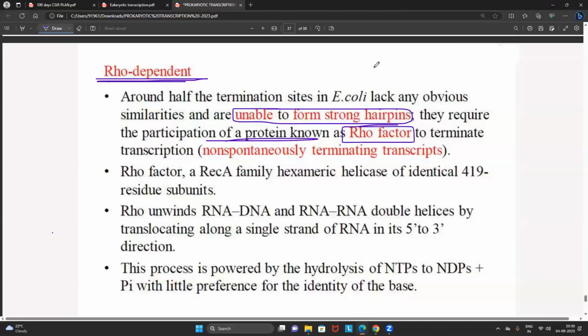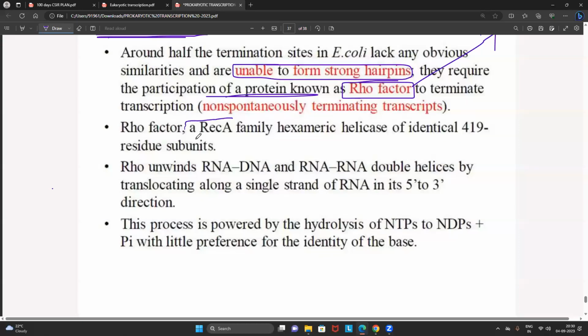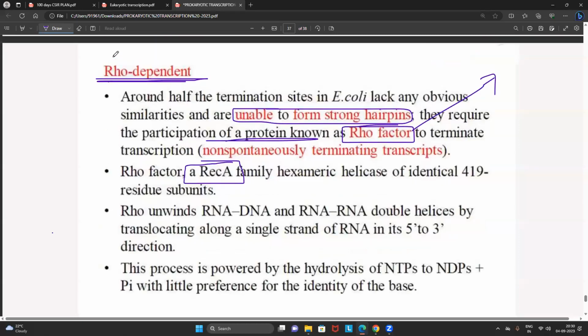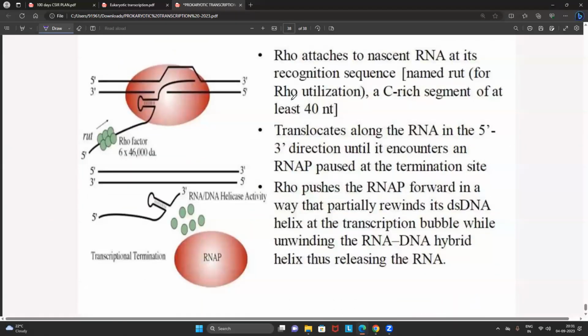And friends, a very important question for the exam. The Rho protein belongs to which family? This is an important question. The Rho protein belongs to a family called the Rec-A family. Friends, please don't get confused with that. So what was that? Rho protein is a Rec-A family hexameric helicase having 6 subunits. Now you only look into this. What's happening here? Such a simple statement it is.